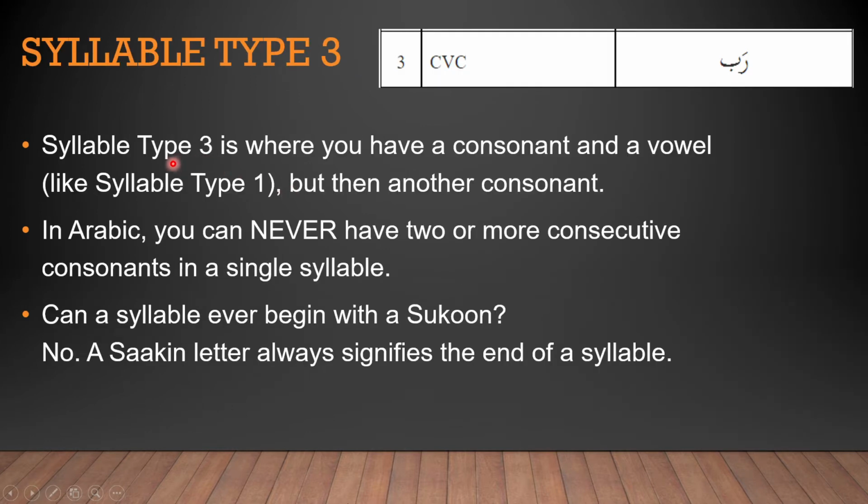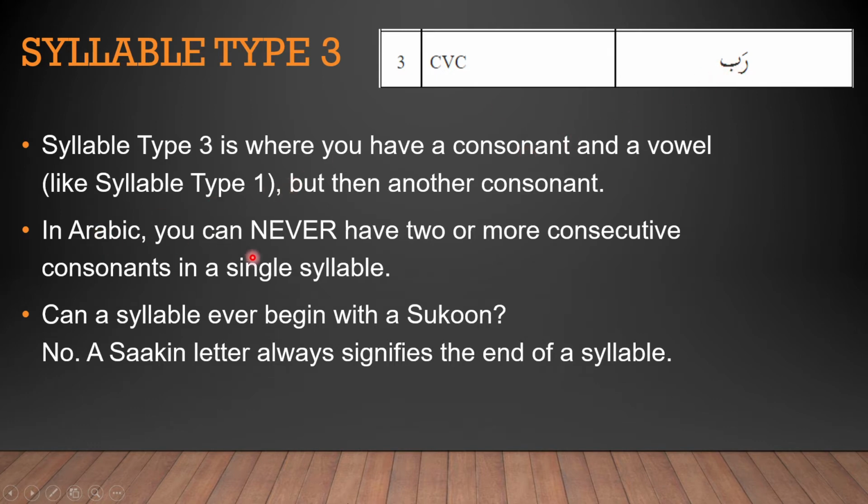So now let's go more deeper into the type 3 version. Type 3 is when you have a consonant and a vowel, just like the type 1, and another consonant after it. So till this ra and fatha, it was type 1, right? We saw that ra and fatha, if we don't see the ba, it's type 1. But if we add the ba, which is another consonant, then that will become type 3.